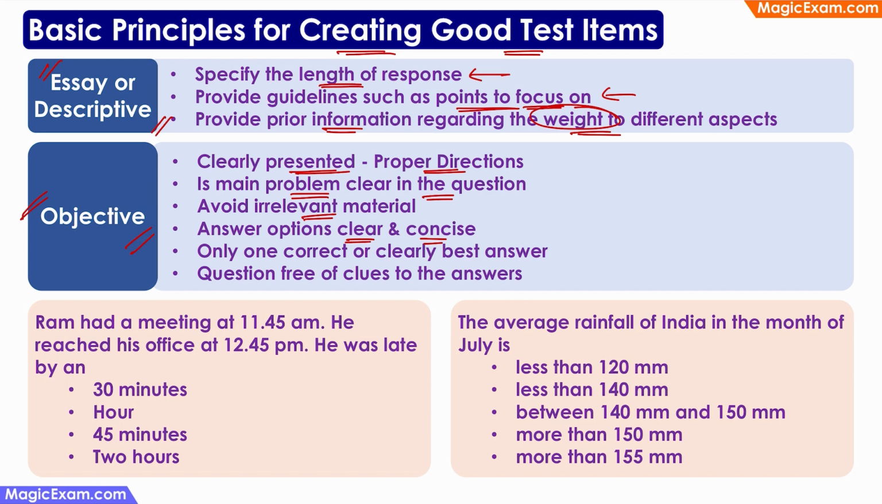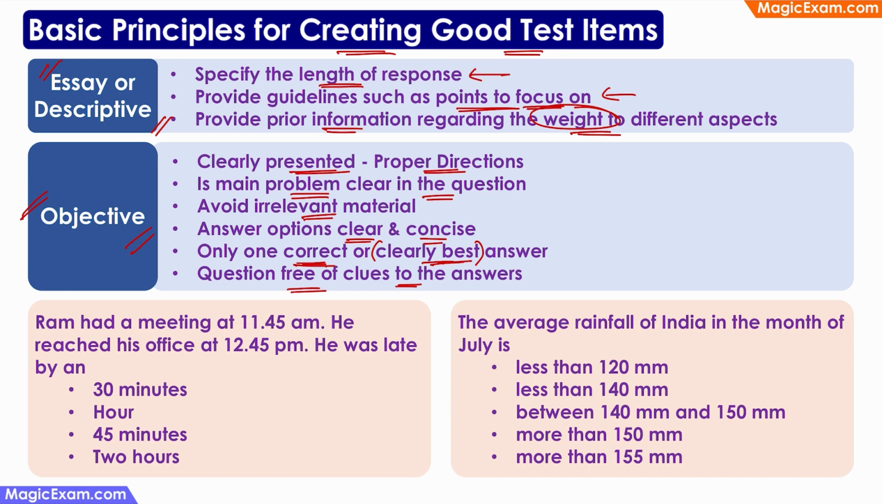And every question should have only one correct or clearly best answer. Now this is something which is not frequently followed in CTET, because many questions can have many correct answers. So we usually have to identify the most correct or the best answer. But ideally, whenever you create objective type questions, the question should have only one correct or clearly the best answer. And the questions should not have any clues which will help us identify the answer.